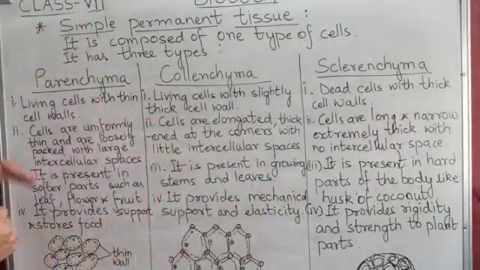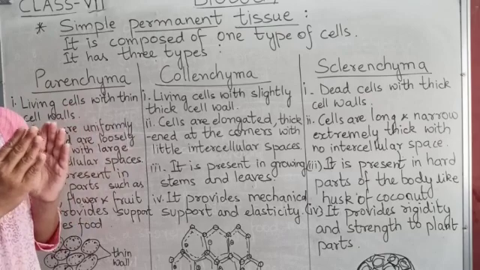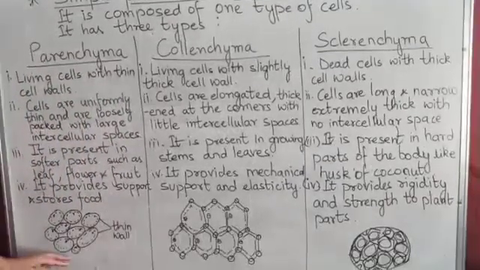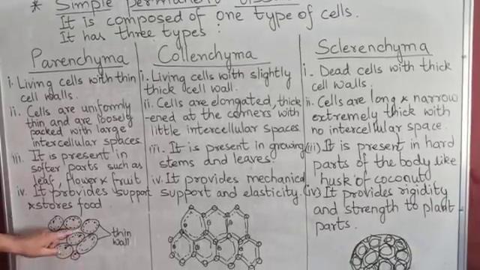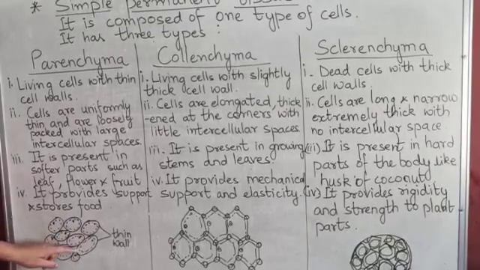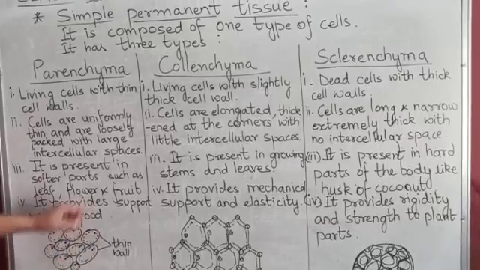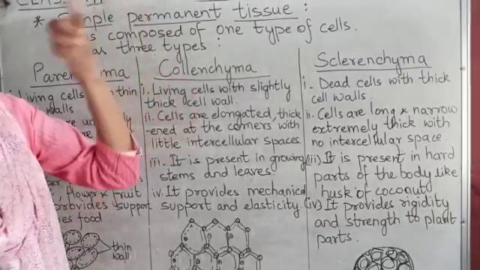Now the second comparison is that parenchyma cells are uniformly thin and loosely packed with large intercellular spaces between the cells. You can see here in the structure also, these are parenchyma cells, and you can see large intercellular spaces between them, and their wall is thin. And here collenchyma are elongated cells.